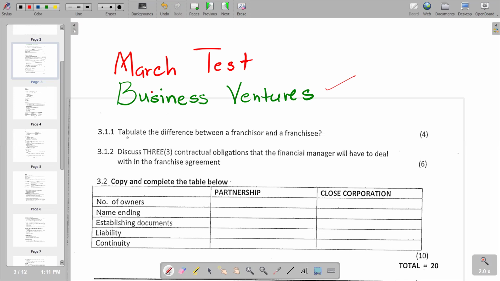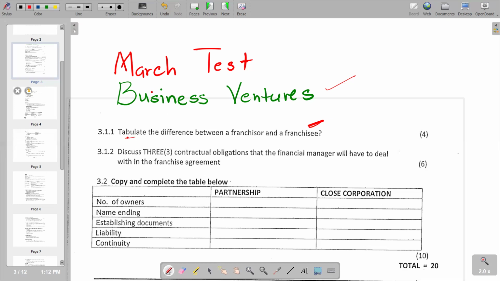The question is saying tabulate, which means we are going to present it in the form of a table. If you look at the difference between the two, the franchisor is an individual or a company that sells or grants a franchise for the sale of goods or the operation of a service. So basically, the franchisor is the one which sells. And from the point of view of the franchisee, it now buys the franchise. So that's the main difference that we have between the two.